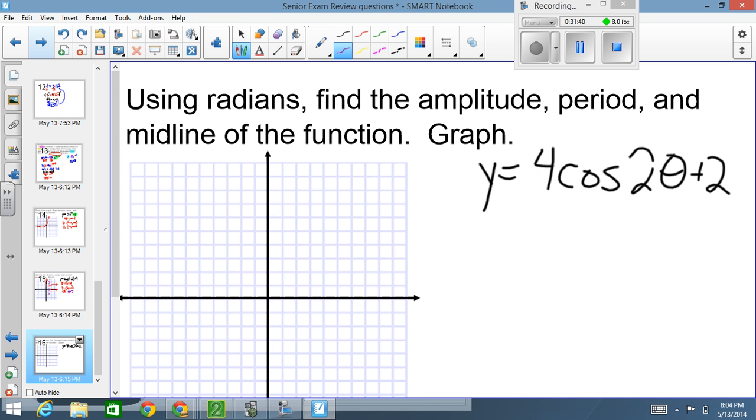This last slide, you're exempt from this question, because we did not get to this before you seniors took your final exam. So you don't need to worry about this question.